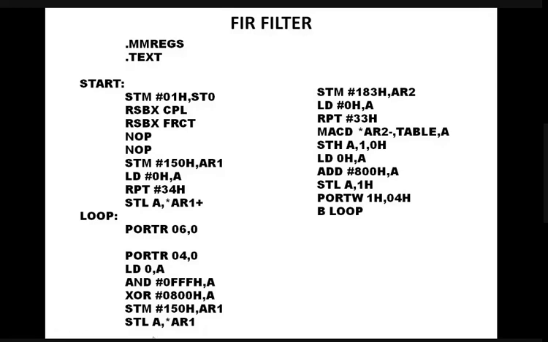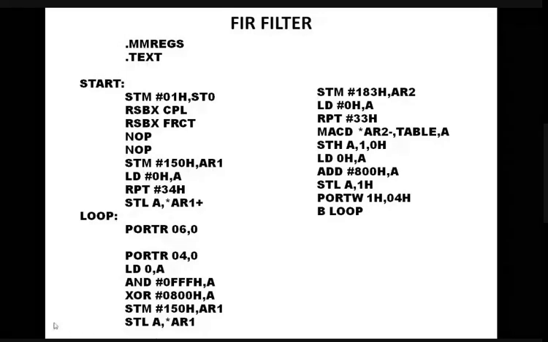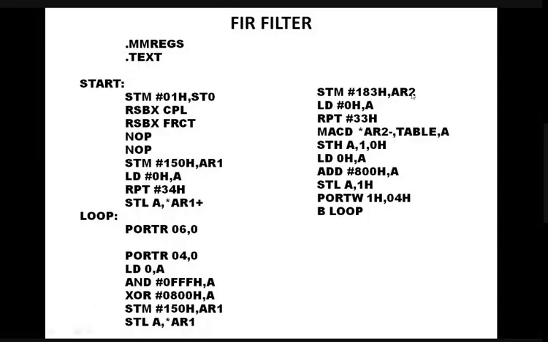Then again, you are loading your auxiliary register AR1 with an immediate constant 150, and storing the lower word of the accumulator to the memory pointed to by AR1. AR1 is pointing to 150. And then again, we are loading the register AR2 with the immediate constant 183. And then again, the accumulator is loaded with immediate constant 0. And this is very important. Repeat the next instruction 33H, which is 54 times.